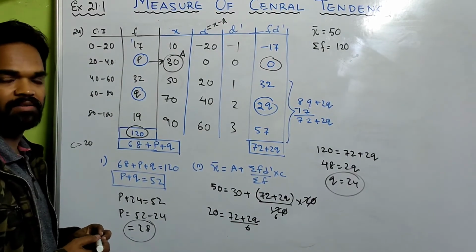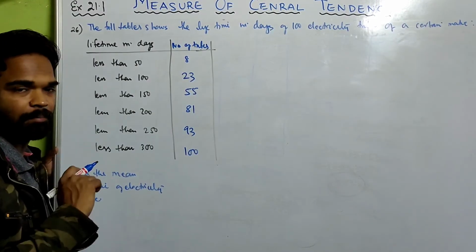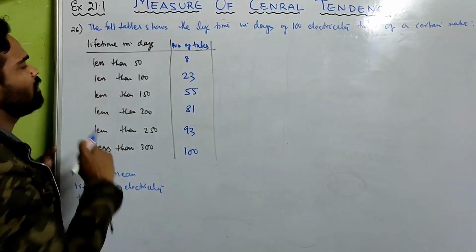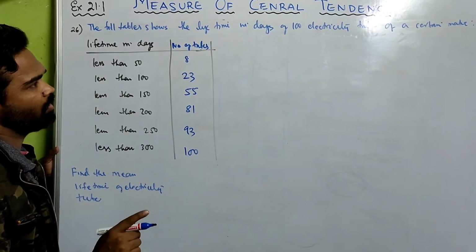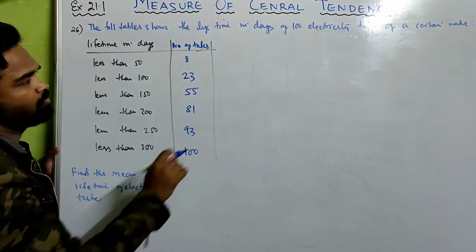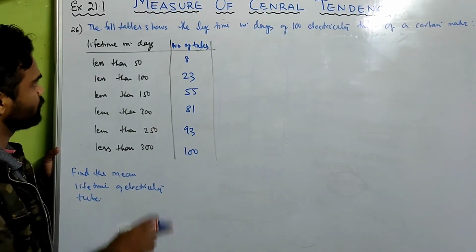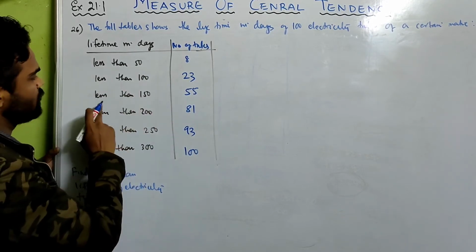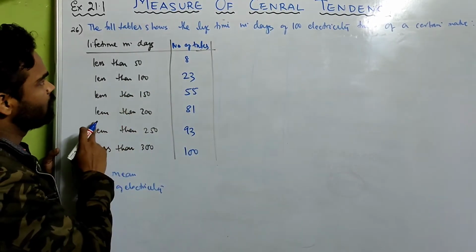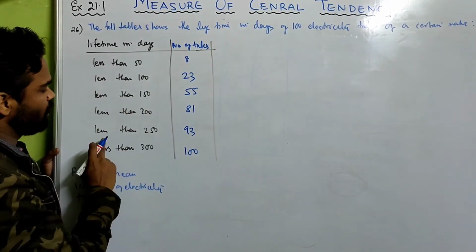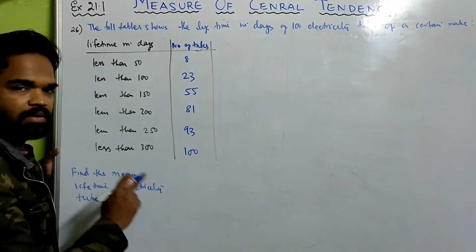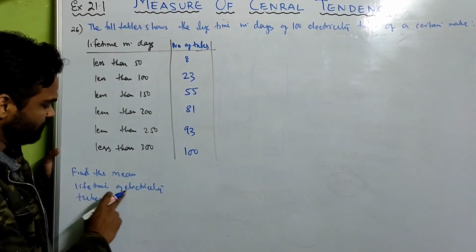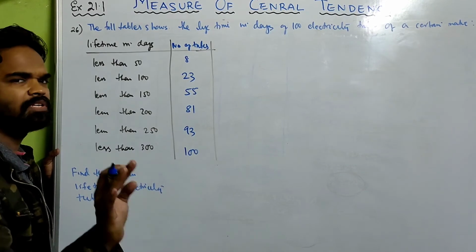Now let us look at the next sum. Let us see this sum. 26. The following table shows the lifetime in days of 100 electricity tubes, number of tubes of a certain make: less than 50, 8; less than 100, 23; less than 150, 55; less than 200, 81; less than 250, 93; and less than 300, 100. Find the mean lifetime of electricity tubes, which means we need to find the mean.